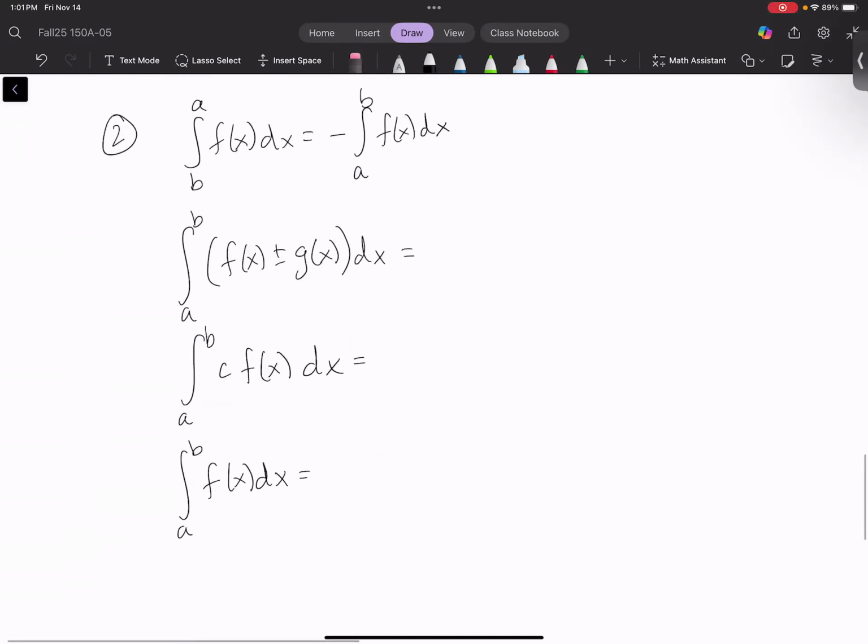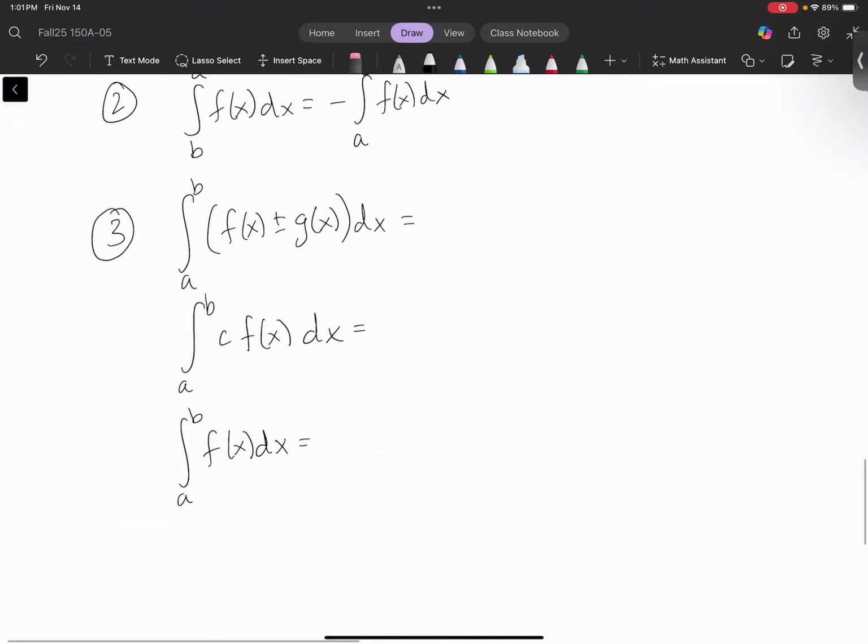For the third one, same as with everything else: when you have a plus or minus in the middle of an integral, you can break it apart with a plus or minus, keeping the same sign, whatever it was.